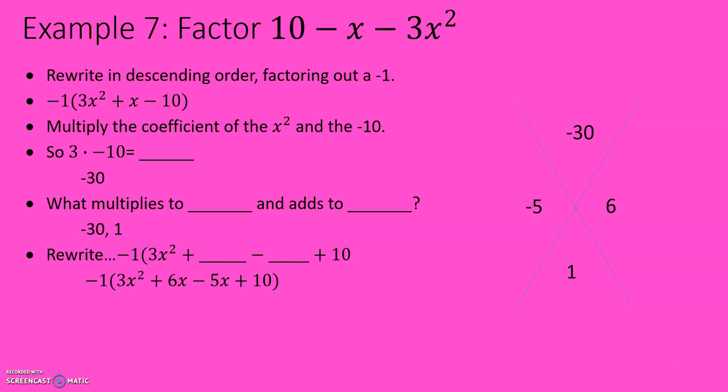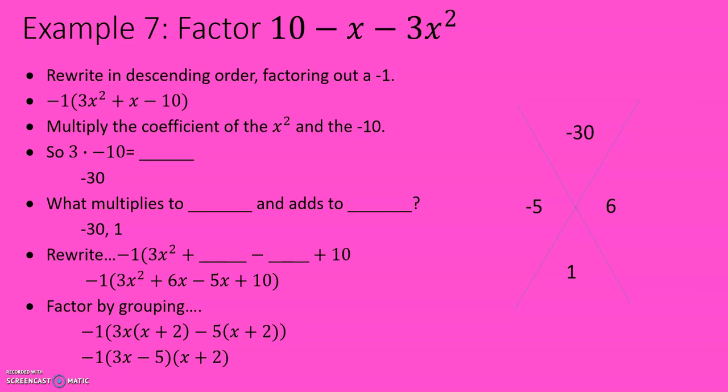Don't lose that negative 1 that we factored out to change our order. So negative 1 times 3x squared plus 6x minus 5x plus 10. Factor by grouping. Negative 1 times 3x times x plus 2 minus 5 times x plus 2. It's negative 1 times 3x minus 5 times x plus 2.